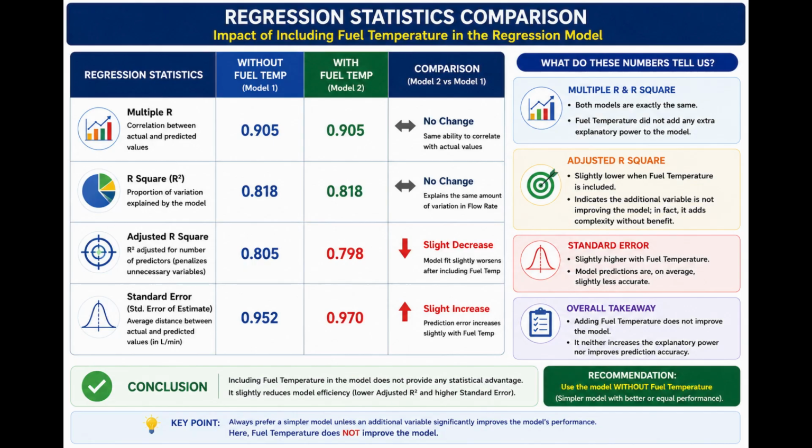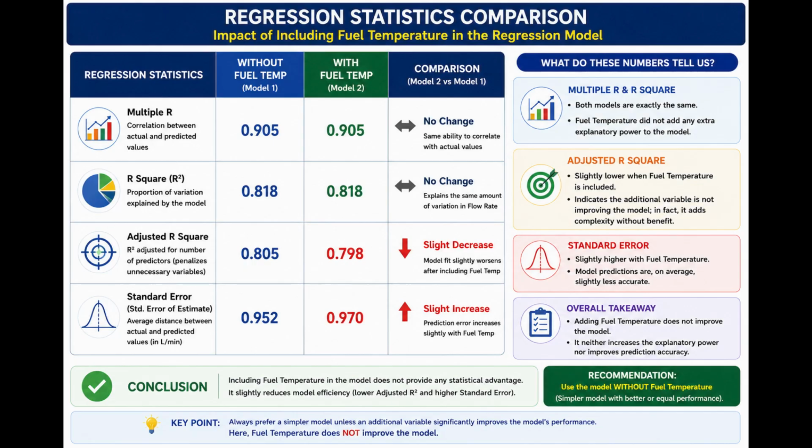Let's see standard error. Without fuel temperature, the standard error is 0.952. After including fuel temperature, it increases slightly to 0.970. We know that a lower standard error indicates a more accurate regression model. Since the standard error has increased, it means that the prediction accuracy has actually become slightly worse after adding fuel temperature. So, the final conclusion is fuel temperature should not be included as a predictor in the final regression model.